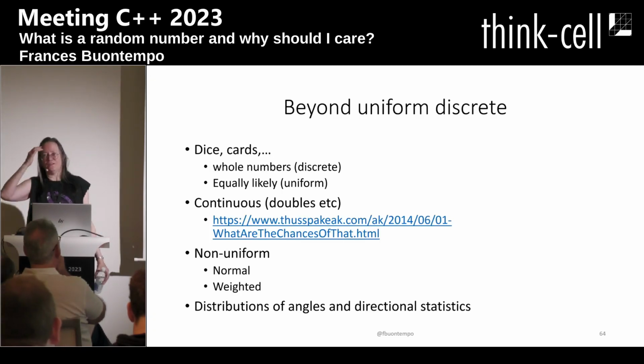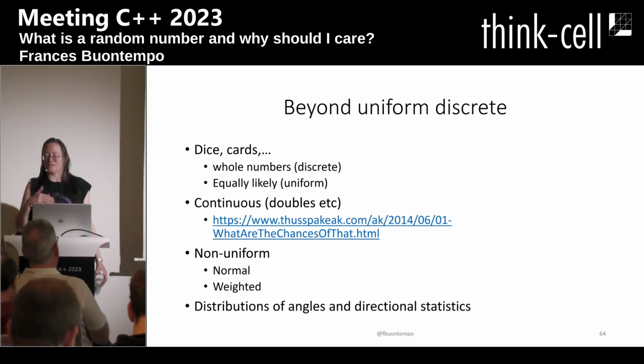Now we've just done cards or dice, so we've had whole numbers and they've been equally likely.